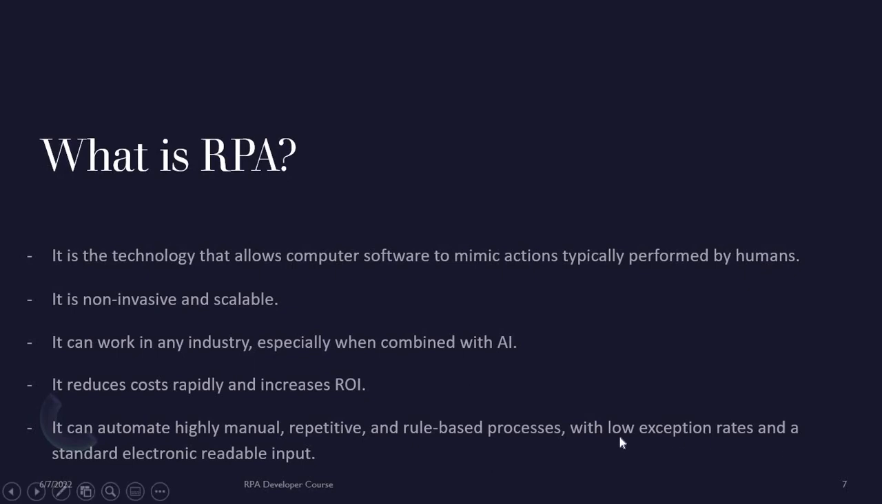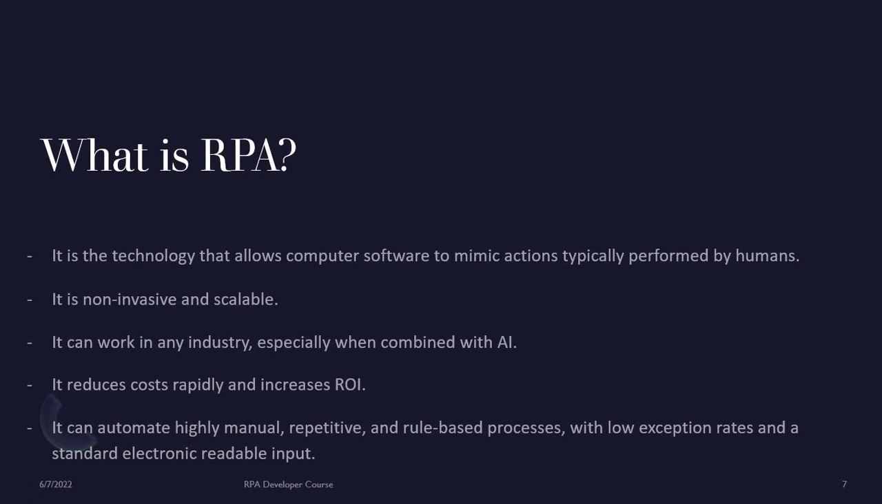Exceptions means errors. Generally, if a person is doing the work and he is not understanding the case, or he makes a spelling mistake while typing, there are chances that some items might give a wrong result. But when a robot does the same thing, it will not miss anything. So the chances of getting errors are very low. And it can take standard electronic readable input also.